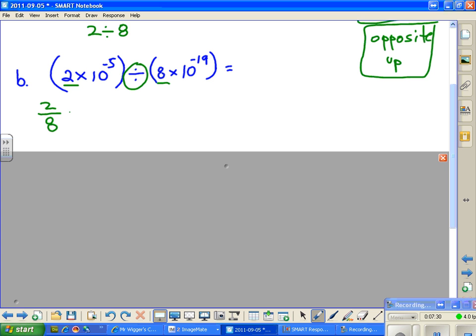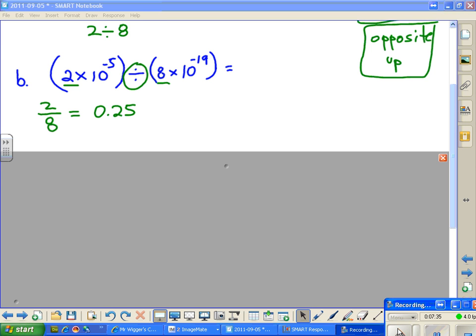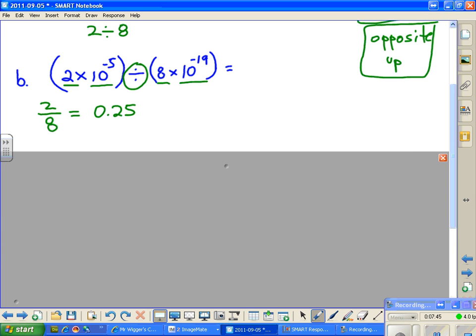So now we're going to get a number. You can get out your calculator or work it by hand. Okay, as we do that, we come out with 0.25. That's our number. Now, the next thing we have to do is deal with our powers of 10. So we got this guy and this guy. Now here's the rule. 10 to the minus 5 is on top. 10 to the minus 19 is on the bottom. When we have division, we have to subtract exponents. And the one that we subtract is the guy that's on the bottom, which is this little dude.